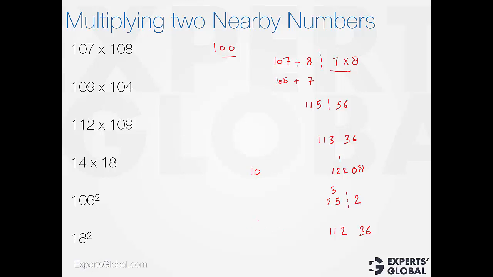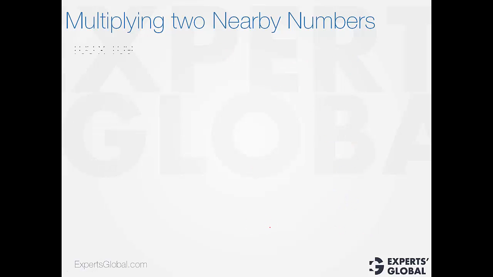18 square, you would have 8 square, 64 here. So 4 comes here, only 1 digit can come here because the base is 10. 6 comes here, and on the left side it would be 18 plus 8, 26. 26 plus 6 carry becomes 32. So 18 square is 324.